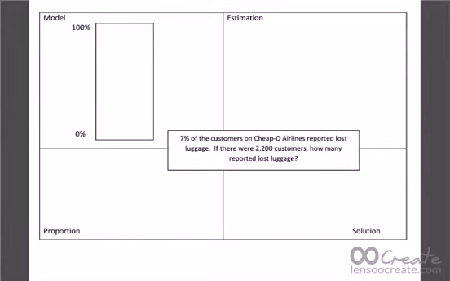7% of the customers on Chibo Airlines reported lost luggage. If there were 2,200 customers, how many reported lost luggage? All right, so I'm going to start again with the estimation. So again, 7% is close to 10%, a little bit less. So I'm going to find 10% of 2,200.